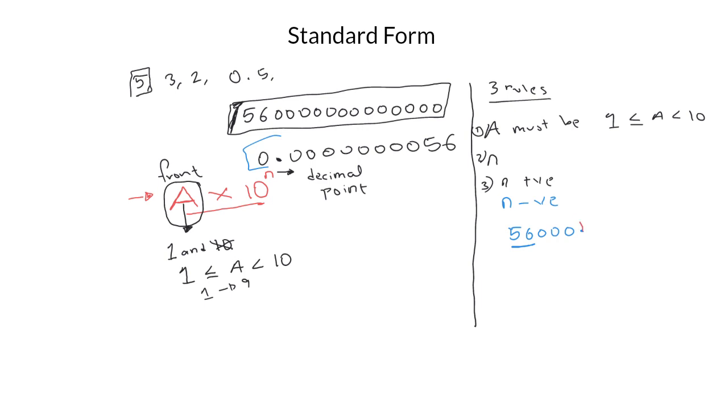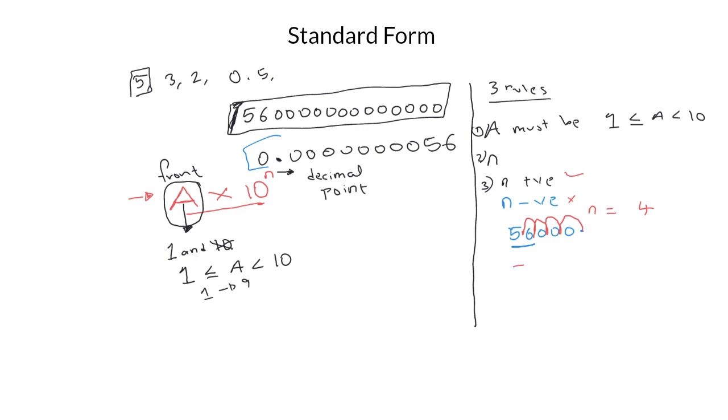Now, when you move 1, 2, 3, 4. So since we moved the number 4 times, it means n is equal to 4. And is n going to be positive or negative? It's going to be positive. Why? Because 56,000 is a big number.